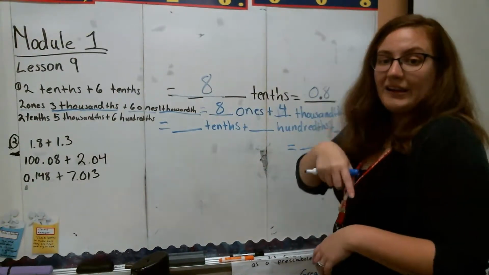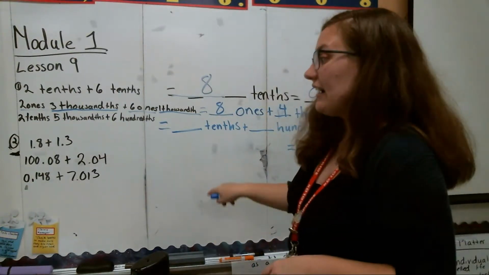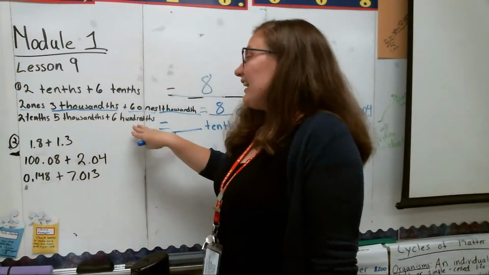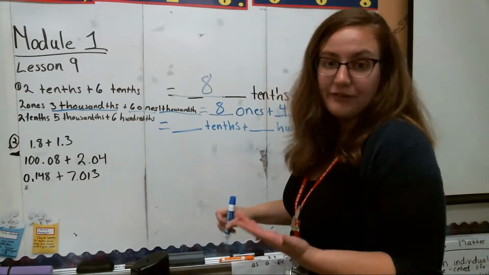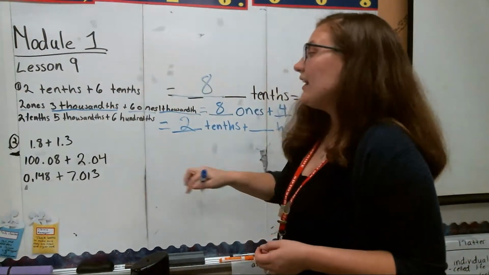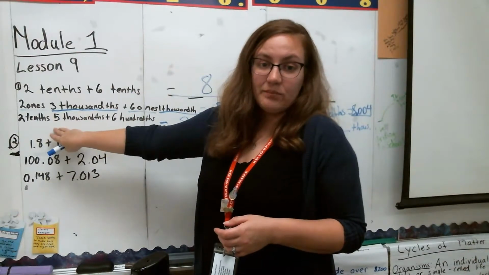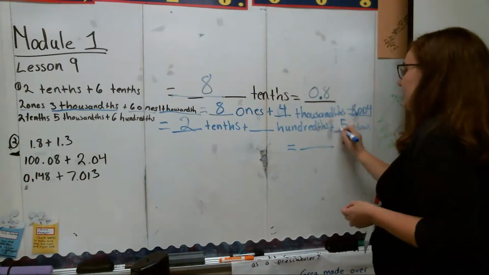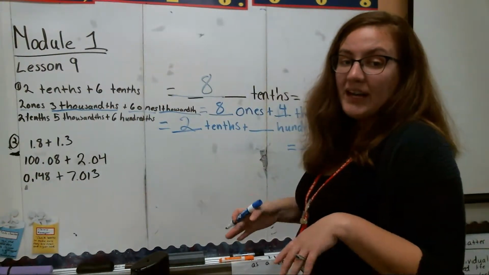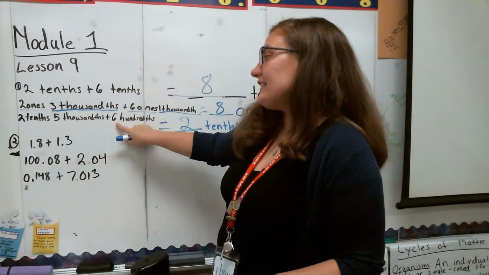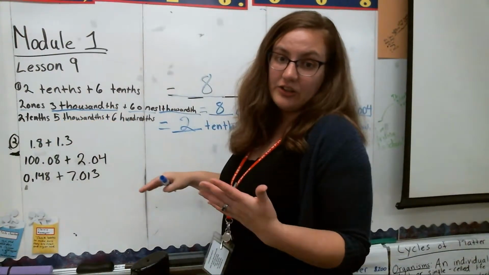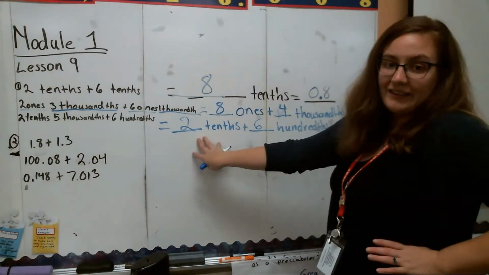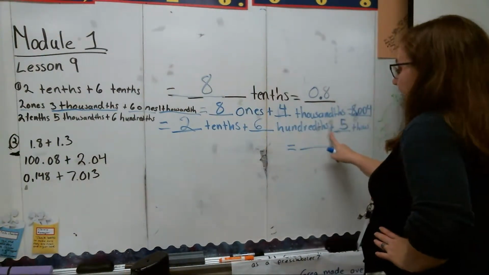All right, so you should have paused the video, unpaused the video, and now you're ready to check your answers along with me. So if I have 2 tenths, and I'm not adding any other tenths, then all I'm left with is 2 tenths. Then over here, I have 5 thousandths, and I'm not adding any more thousandths, so this is still just 5 thousandths, and I still don't have to regroup or anything like that. And then finally, I have 6 hundredths, and I'm not adding any other hundredths, so I'll put that 6 hundredths there. So now I have 2 tenths plus 6 hundredths plus 5 thousandths.